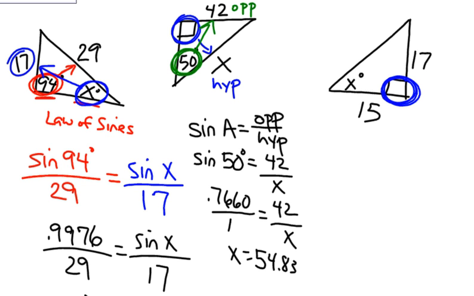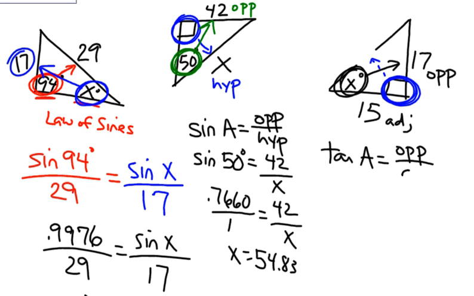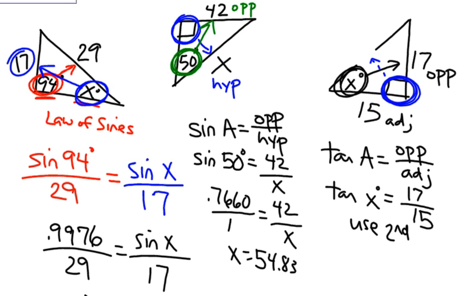Alright, last one. SOHCAHTOA again. If I label the sides, hypotenuse would go here, which is not helpful. It's blank. Here's the angle. 17 is opposite. 15 is adjacent. If you go back to your formulas, the only formula that uses opposite and adjacent is tangent. Fill in the angle, fill in the opposite, fill in the adjacent. Because I'm trying to find an angle, I use the second button. Second tangent, 17 divided by 15. I'll get my answer.